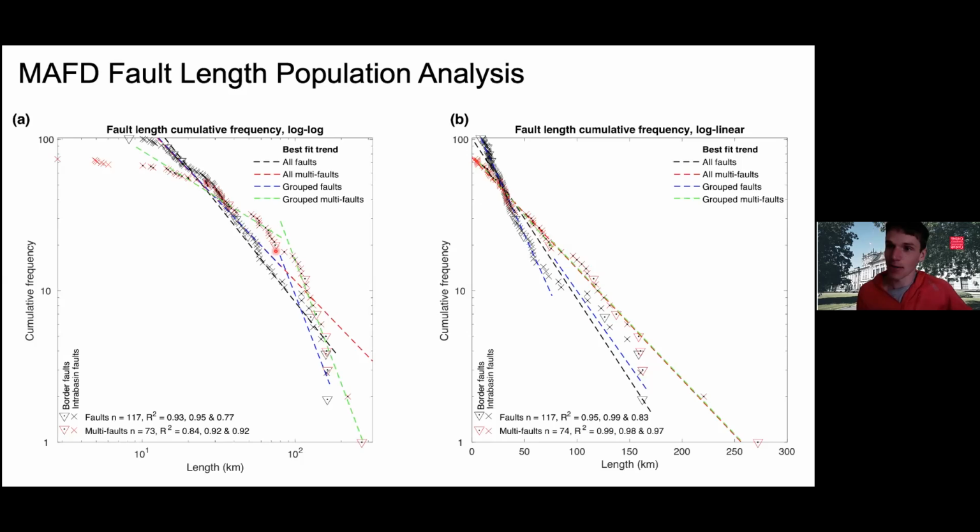The key thing I want to get across with these plots is that however we play with this data, however we try to analyze it, they always seem to plot better in log-linear space, suggesting that they follow an exponential trend.